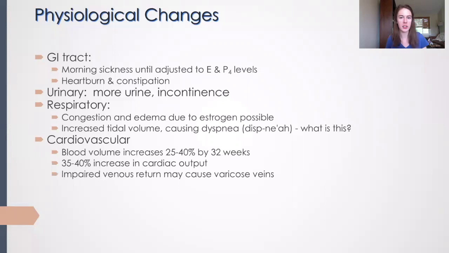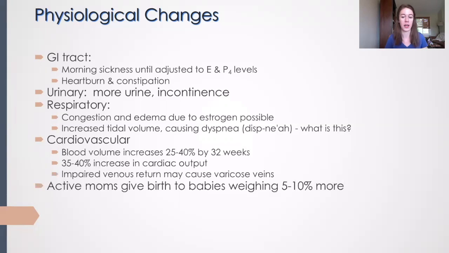The cardiovascular effects are the most pronounced of any of these effects. So you have a drastic increase in blood volume, 25 to 40% higher blood volume by 32 weeks. So that's pretty insane. So that is what's going to cause your increased cardiac output, to make up for that, make sure you're pumping that blood out at a pace that you need to. If you have impaired venous return because your femoral vessels are being pressed on, all of those vessels going into your legs are going to be kind of squeezed as the baby grows. And so that could impede your venous return, and that can cause varicose veins, which are very unpleasant.